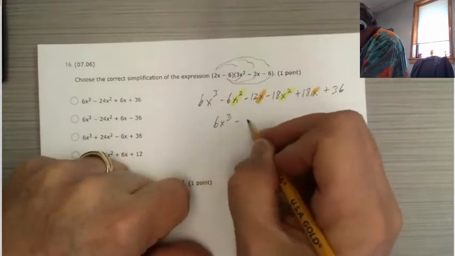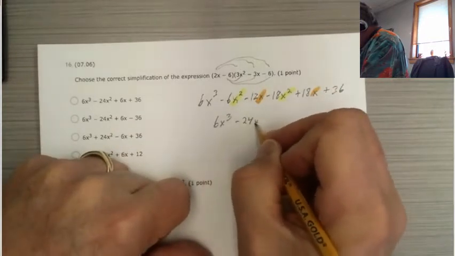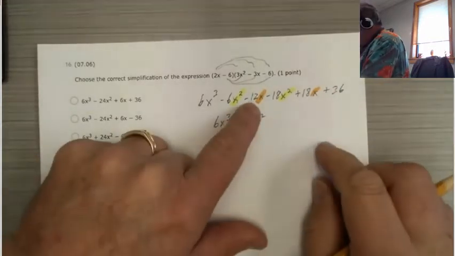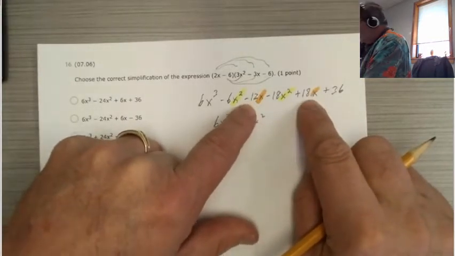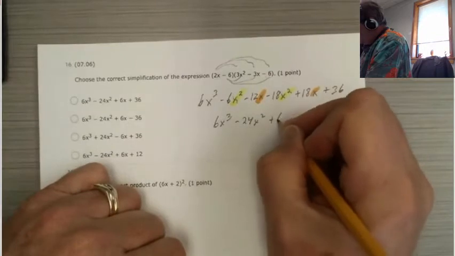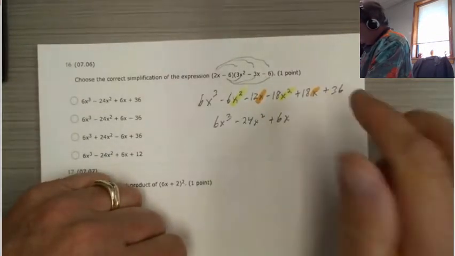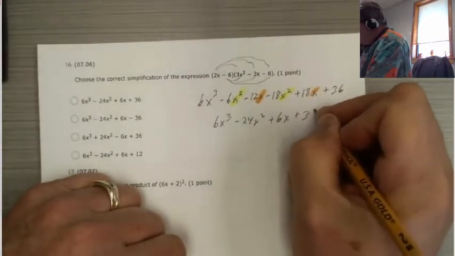Put those together. Now we have negative 24x squared. We have a negative 12x and a positive 18x. So then negative 12 plus 18 is plus 6x. And then we have our plus 36 at the end.